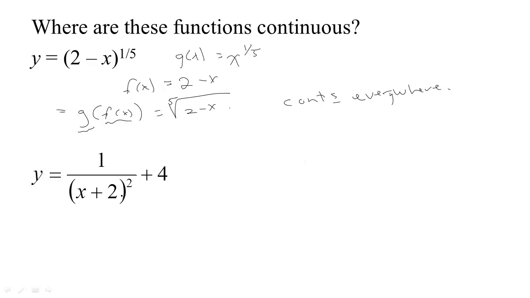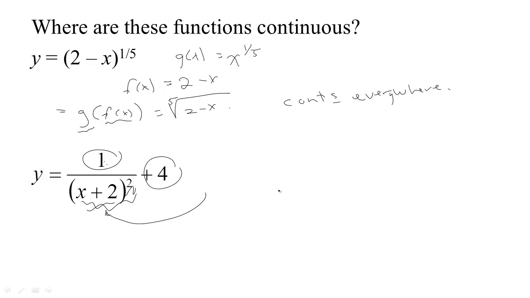Alright, now this function, let's see, that's definitely continuous, right? 1 is definitely continuous. This is a ratio or a quotient of two continuous functions, and this is definitely continuous because it's x plus 2, which is a continuous function, raised to a power. The squaring function is a continuous function. But when you make a quotient of functions, you have to watch out for where the denominator is 0.